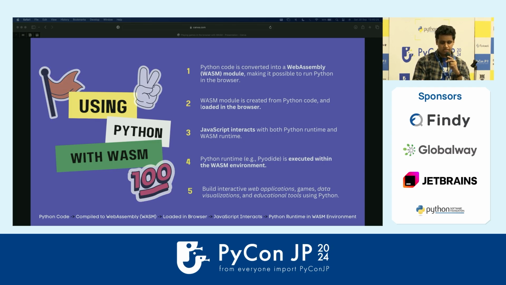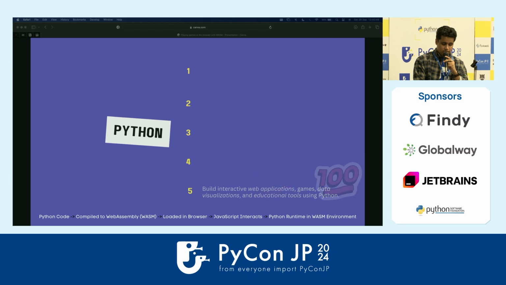Just like the Python runtime, WebAssembly also has a runtime, which is the port of CPython, which is Pyodide, which you'll be seeing. It's executed within the WASM environment and allows Python code to run at near native speed in the browsers. And then you can do whatever you're working with, from web applications to games to data visualization. But for this talk, we'll be focusing on how we can work with games.